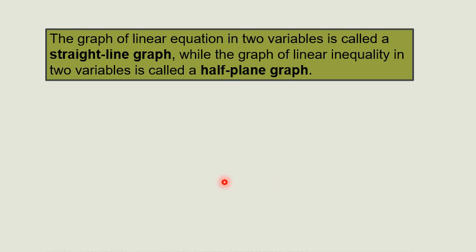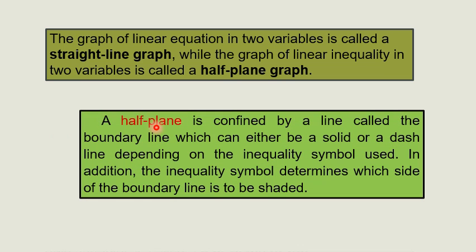The graph of a linear equation in two variables is called a straight line graph, while the graph of a linear inequality in two variables is called a half-plane graph. A half-plane is confined by a line called the boundary line, which can either be a solid or a dashed line, depending on the inequality symbol used.